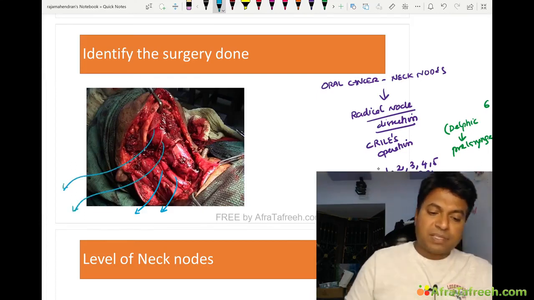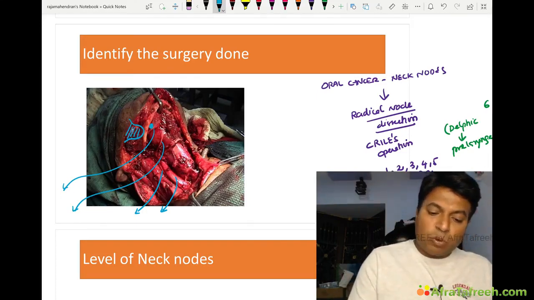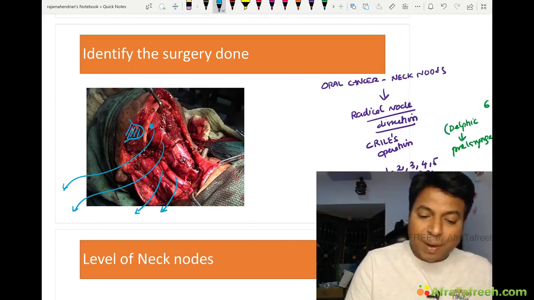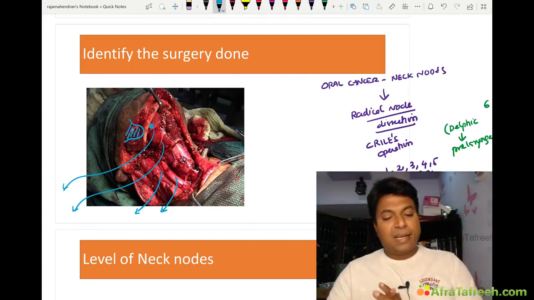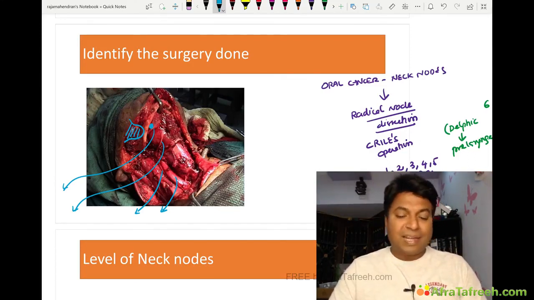All these structures are preserved. But we have removed, you can see the submandibular gland removed, some part of parotid gland is also removed. We have removed the sternocleidomastoid, internal jugular vein, spinal accessory nerve. So this is a classical image of radical neck node dissection. So don't get confused between the image of radical neck node and modified radical neck node.